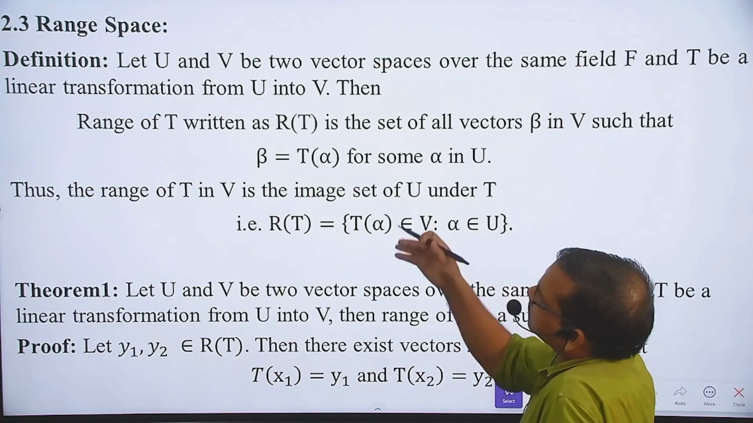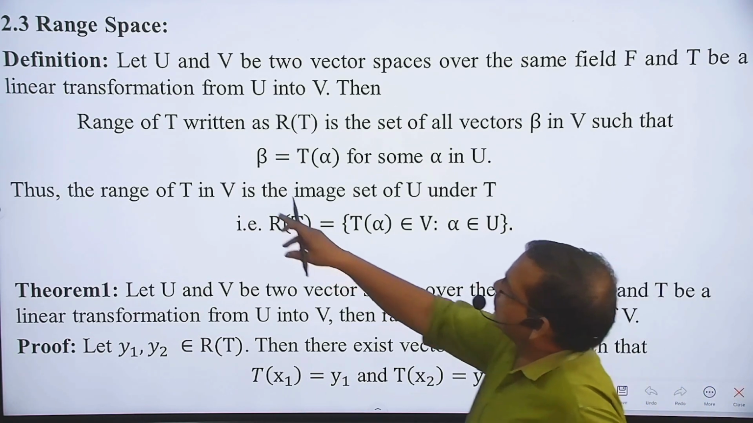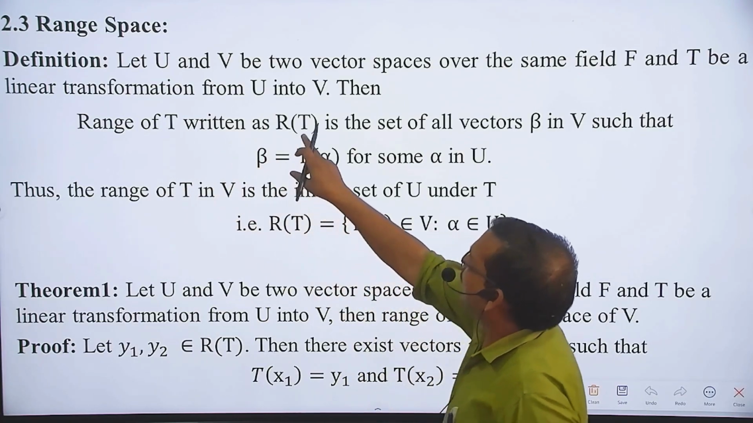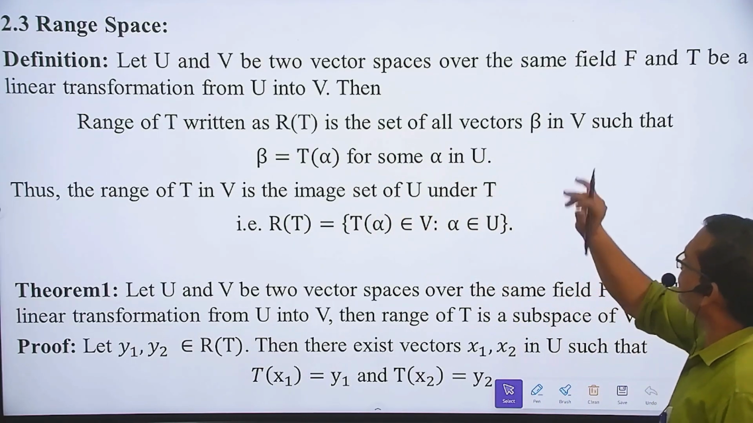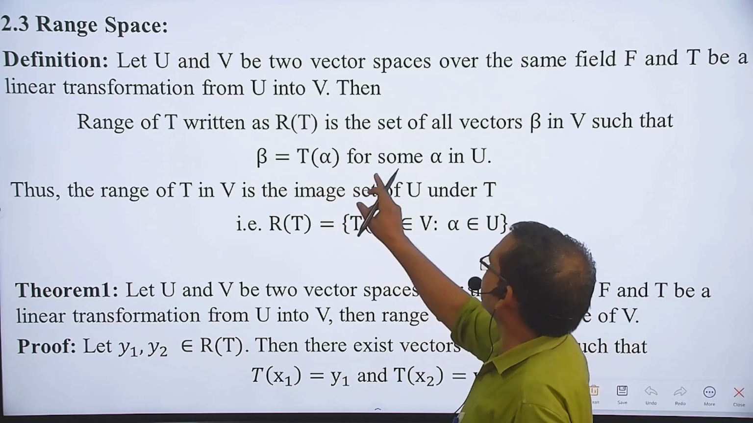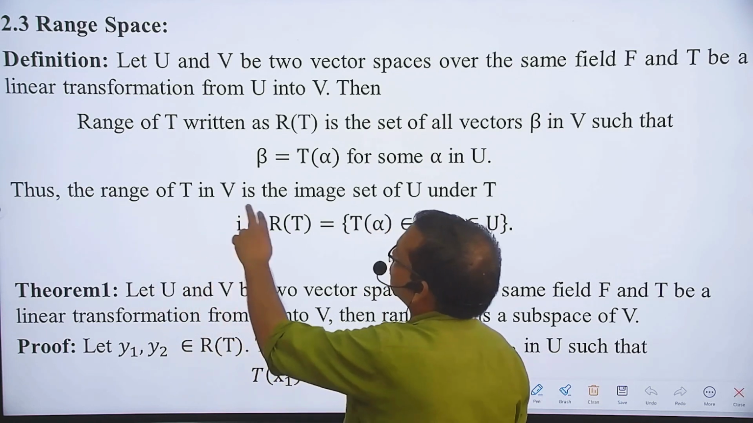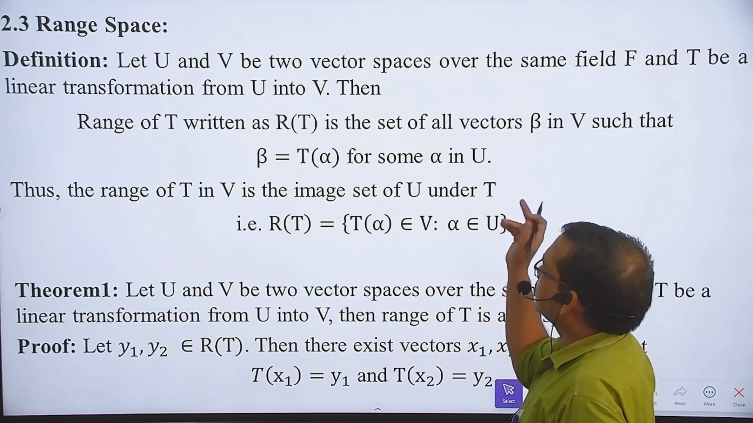Definition of the range space. Let U and V be two vector spaces over the same field F and T be a linear transformation from U into V. Then the range of T, written as R(T), is the set of all vectors β in V such that β is equal to T(α) for some α in U. Thus the range of T in V is the image set of U under T.